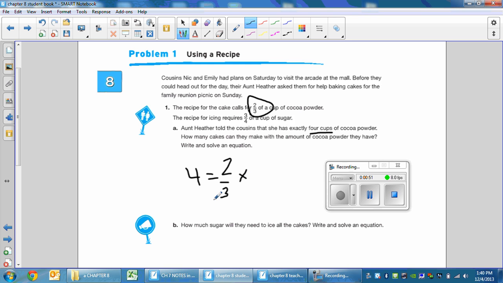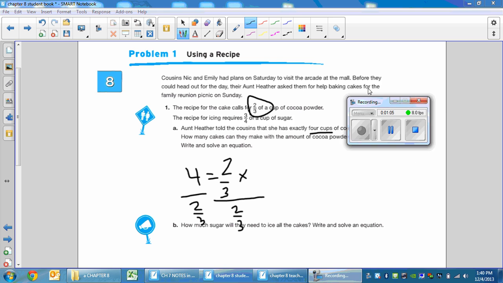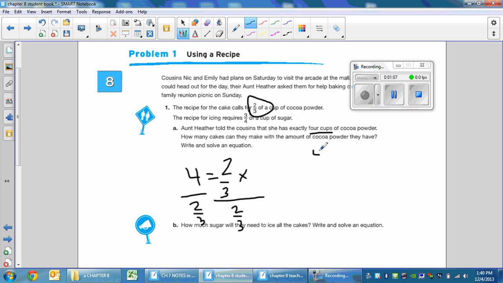So if I want to isolate x, I could divide both sides by 2/3. And then same over here, 4 divided by 2/3. If I wanted to write 4 as a fraction, I could write 4/1. So I have 4 divided by 2/3. And then keep, flip, change applies if you want to use that rule.